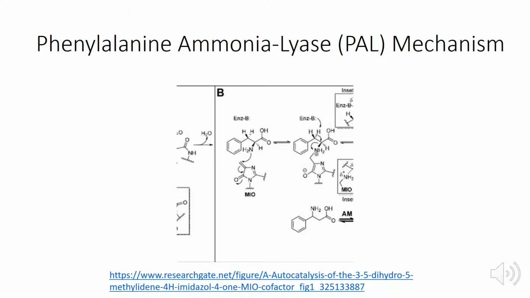As you can see in this picture, there's a deamination reaction which occurs when the amine group attacks this MIO cofactor and the electrons are pushed all around MIO. Then when another enzyme comes in and deprotonates, that kicks off the amine group, which is then attached to the MIO cofactor. You'll see the full step mechanism in the next slide.